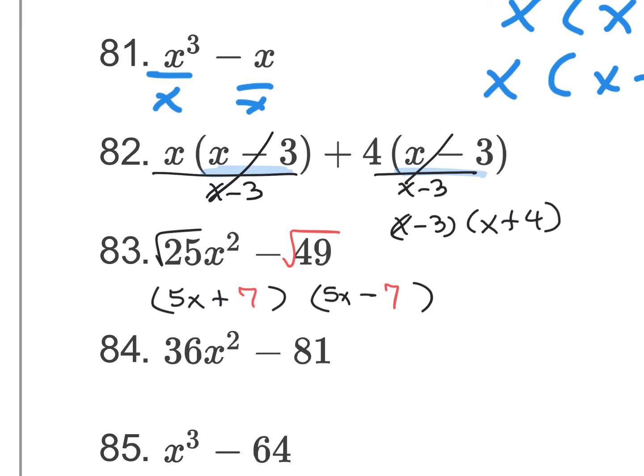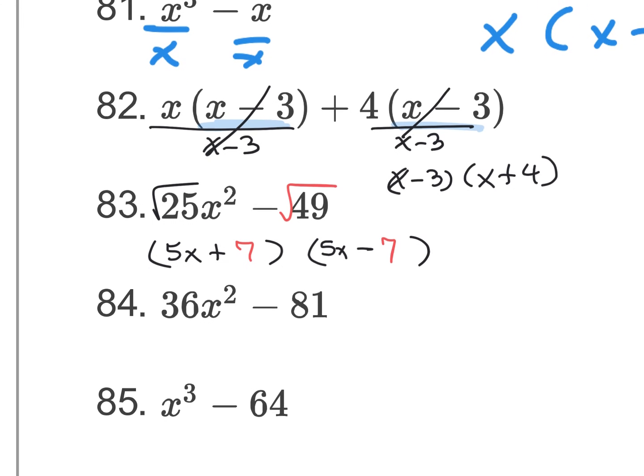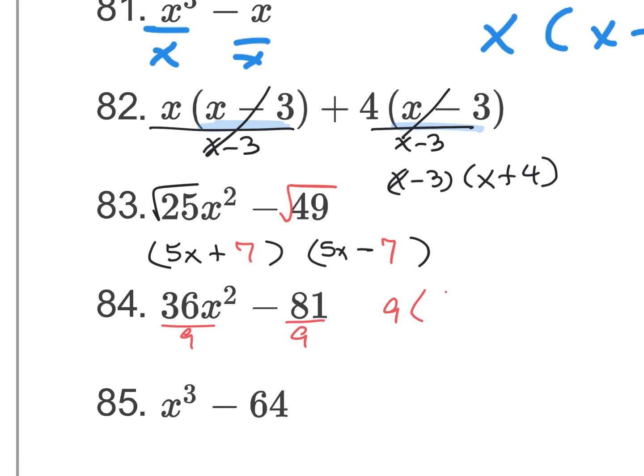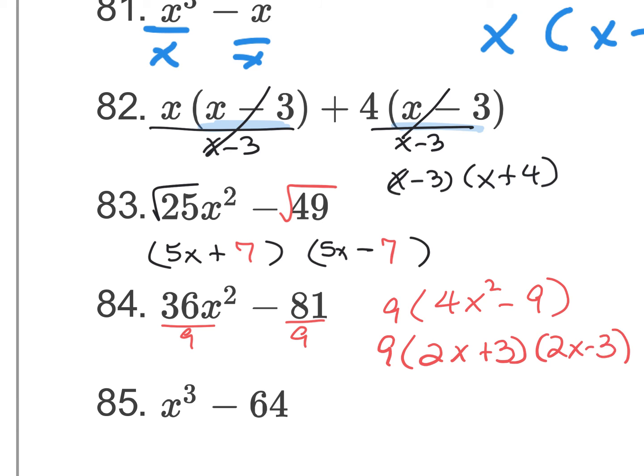Always look for GCF first though. Like for example, 84, that one has a GCF of 9. So I'm going to divide it by 9 first. And then I'm left with 9, and then after the division, 4x squared minus 9. I still have a perfect square, difference of two perfect squares, so I've got to keep going. So this will actually now factor into 2x plus 3 and 2x minus 3.